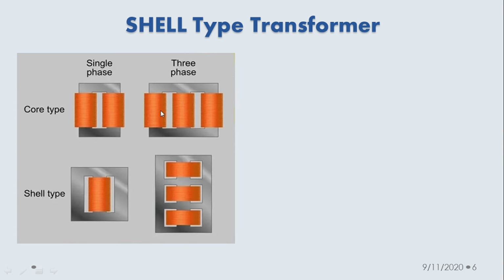So here in three phase, there are three cores and three windings. In the shell type transformer, windings are wound on the central limb. This is the central limb where windings are wound. This is the first limb and this is the second limb. So the windings are wound on the central limb. Note that down, it is very important.